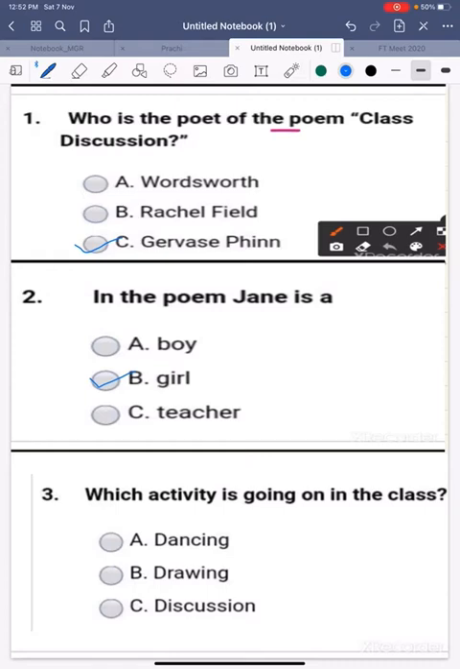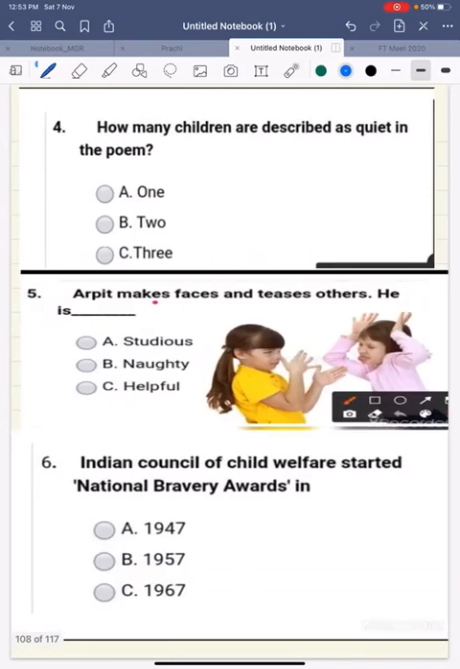Third question, which activity is going on in the class? Dancing, drawing, or discussion? So the right answer is discussion was going on in the class. Now next question, how many children are described as quiet in the poem? Keep this in mind, we are talking about the poem. So 1, 2, 3. So right answer is 1. In the poem only one girl is described as quiet.